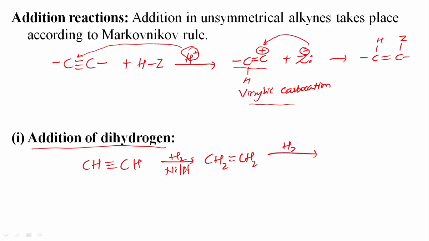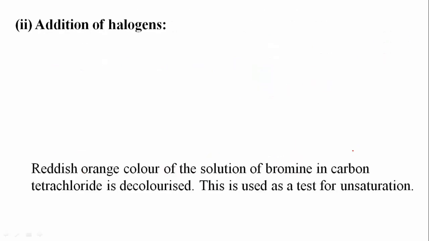Later again, if I further add the hydrogen in presence of a catalyst, then it will form ethane, CH3 CH3. So this is how the addition of dihydrogen will take place in case of alkynes. Now, how does the addition of halogens take place?